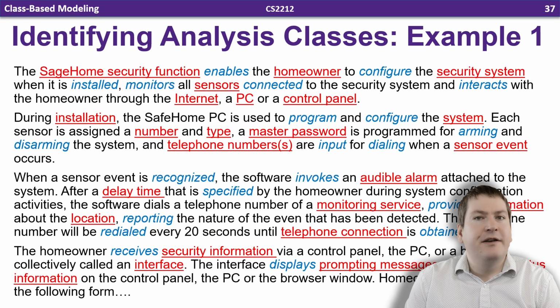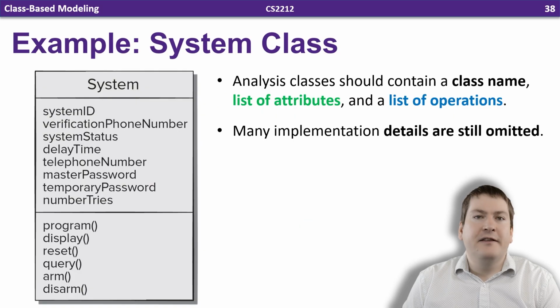Here we have the verbs and other words that might become operations highlighted in blue. Remember that just like with the nouns, these are just potential operations, or hints at what operations might exist. We still need to think critically about what classes they belong to and if they are appropriate. Let's take a look at the specific example of the system class.